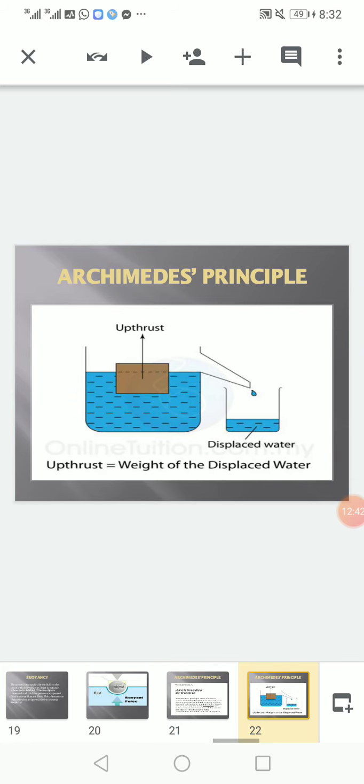Now, this is a demonstration of Archimedes' principle. This is the upthrust force, which is also the same thing as the buoyant force. And upthrust is equal to the weight of the displaced water. Now, the displaced water is shown in the small beaker.